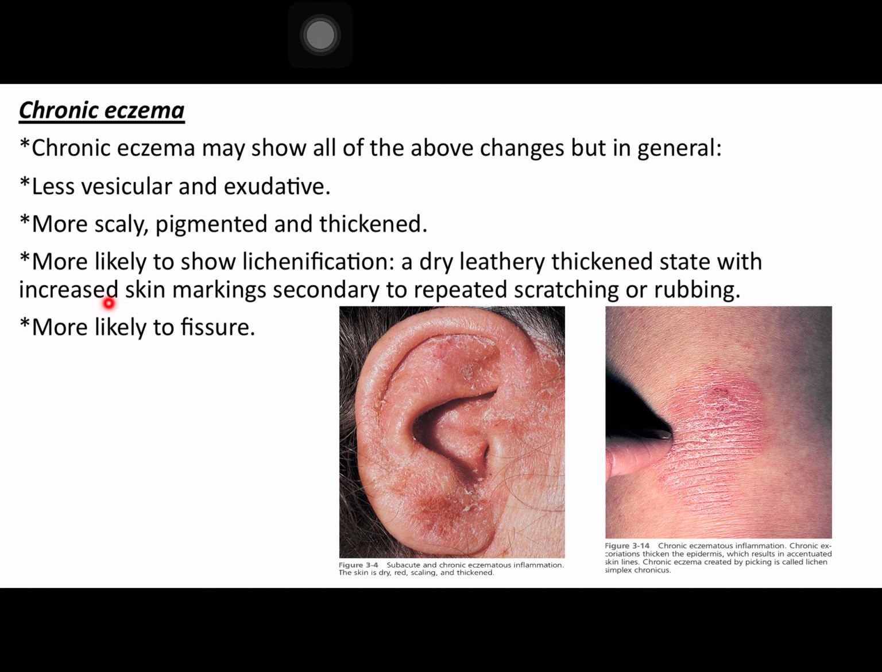Normally in the skin we have skin markings, but as a result of thickening in dermatitis, we will see increased or exaggerated skin markings, secondary to repeated scratching and rubbing. And the other most important feature is fissuring. This picture shows subacute eczema. There is more scaling, less redness, no desiccation, no oozing.